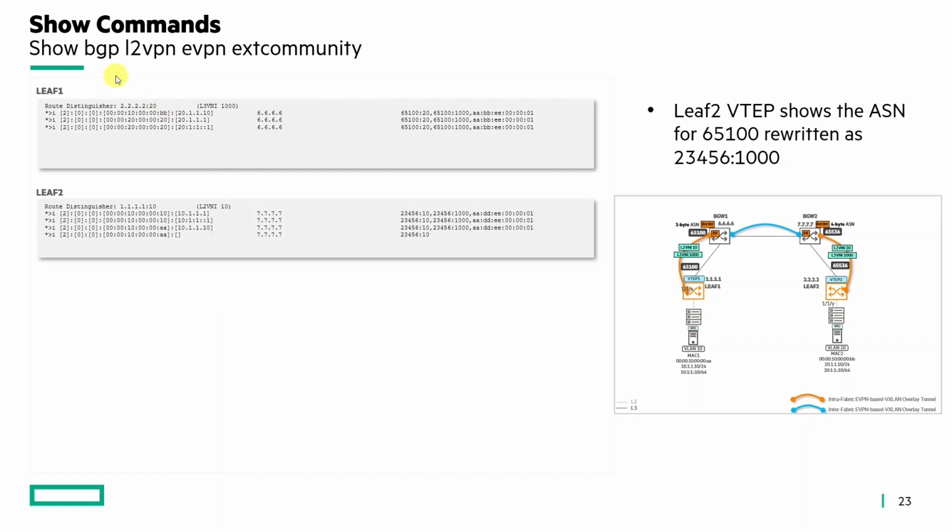And again, just from the troubleshooting perspective, we're going to dump the show BGP L2VPN EVPN external community command. As you see here, for Leaf 1, we can see the external communities for each of these. So we see how it's getting rewritten. This is the only place to really see this. So you see 65100:20 as well as 65100:1000 that corresponds to these MAC and IP entries coming from Leaf 2 on the other side. And then correspondingly, on Leaf 2 for the entries coming from Leaf 1, we see how they're getting rewritten with 23456:10, which is VNI 10, and then :1000, which is the L3 VNI, as we've seen already.